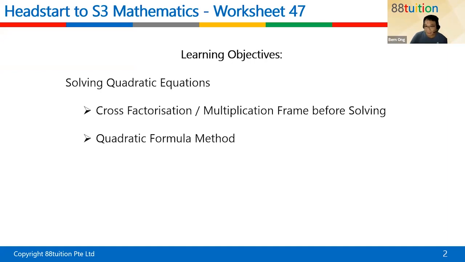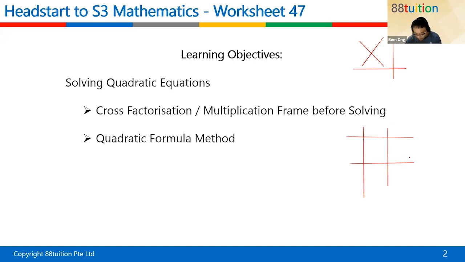It's a little bit of the Sec 2 revision here, which is called the cross factorization or the multiplication frame. For the cross factorization, it's something like that. Some schools still teach this. The multiplication frame is like that. Some of the textbook, actually your textbook is showing this, and your school teacher will teach you this. So this is called the multiplication frame, and this is called your cross factorization.